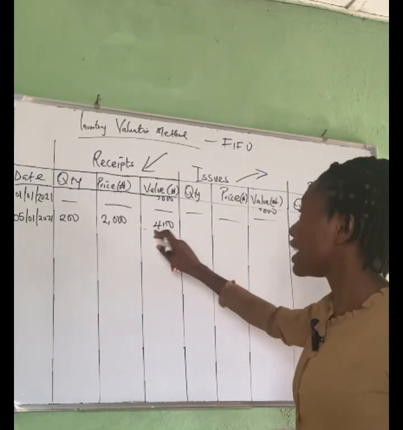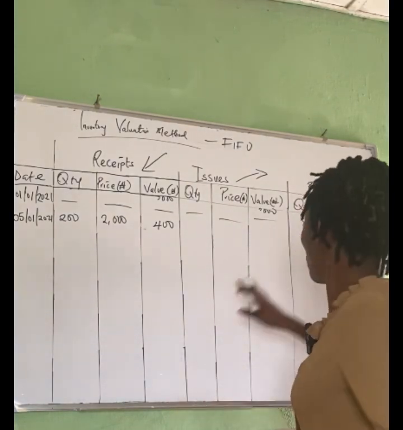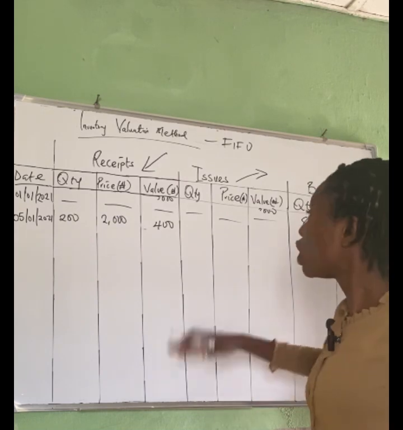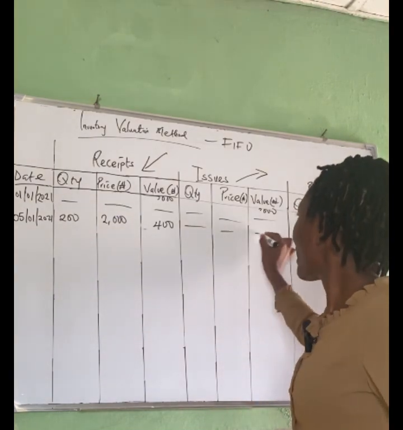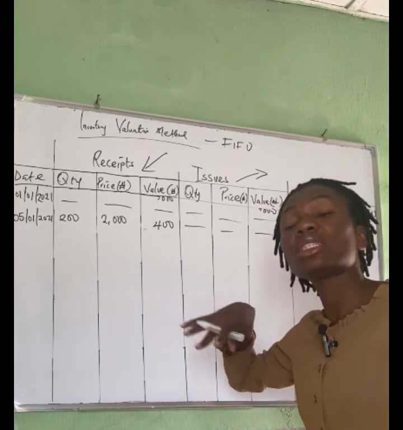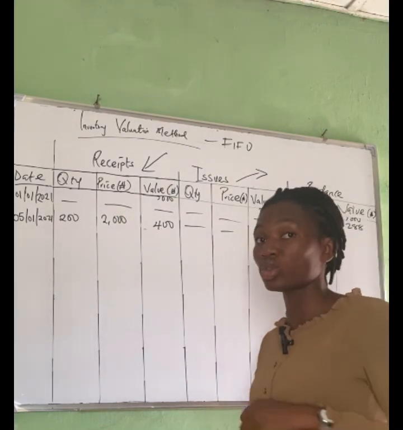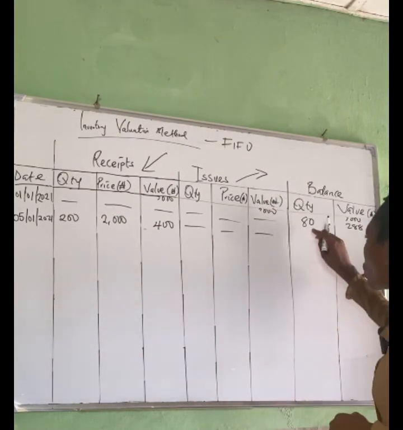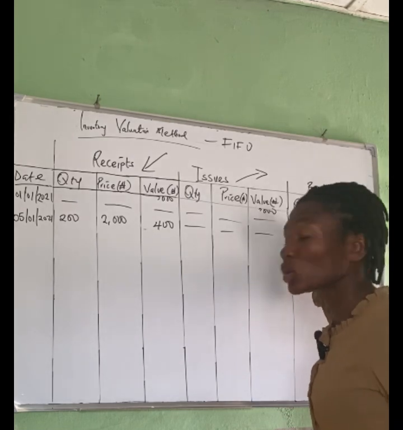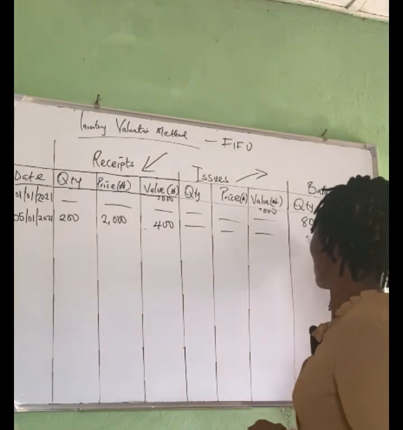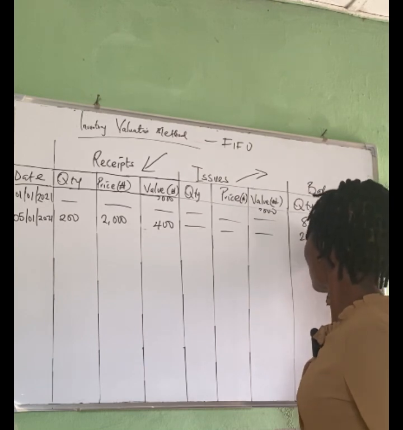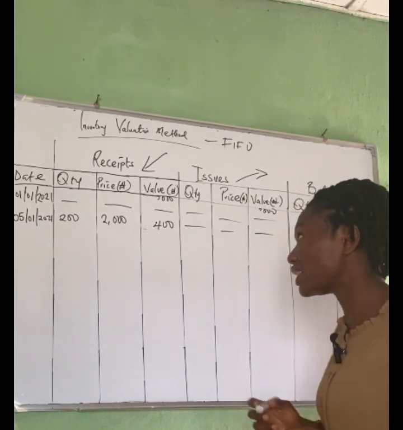Now, like I said, we must balance. Whenever we have a receipt or an issue, we must balance the account, all right. So we want to balance now. Since this is a receipt, goods are coming in, it means what we have should be increasing, is that not true? So we are going to be adding for the quantity. This is our balance quantity. We add it to the quantity that was bought. Now that will be giving us 280 units, or 280 quantity.